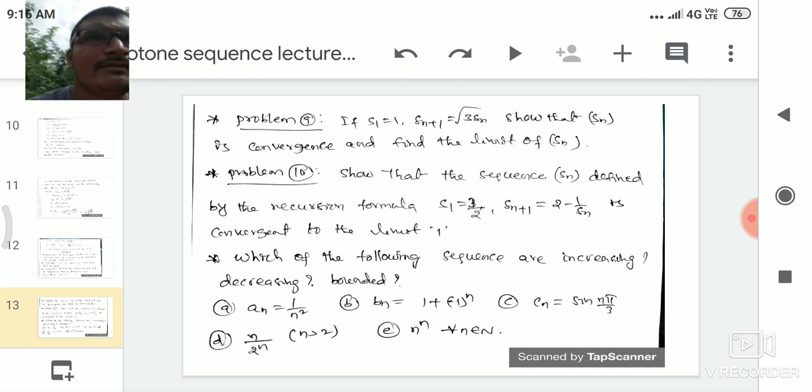by writing the terms of the sequence, or by showing that Sn is less than S(n+1), finding the value of Sn minus S(n+1). If it is less than 0, it is an increasing sequence. If it is greater than 0, it is a decreasing sequence.